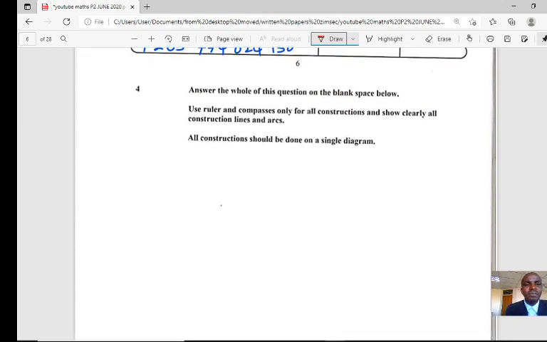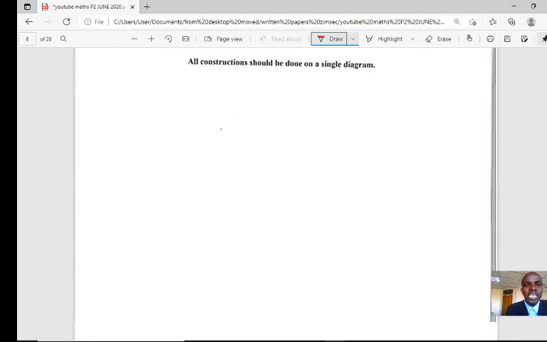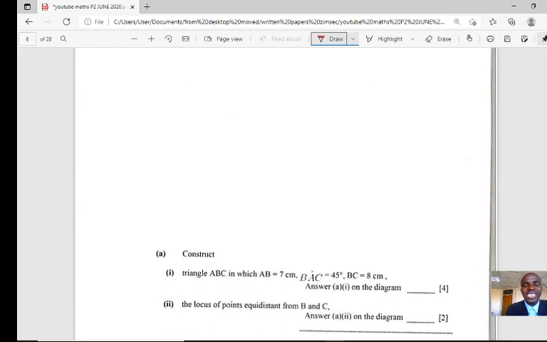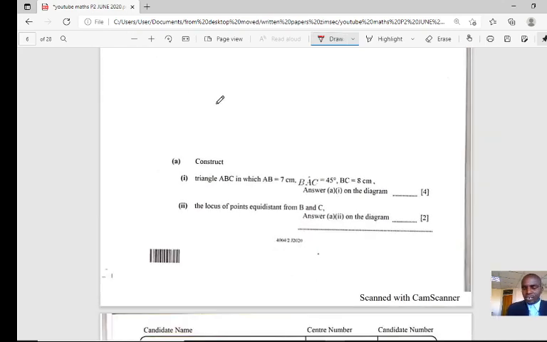Question number 4. Answer the whole of this question on the blank space below. This one is locus actually. It's locus. You have to show your constructions clearly. All lines, all arcs must be shown clearly.